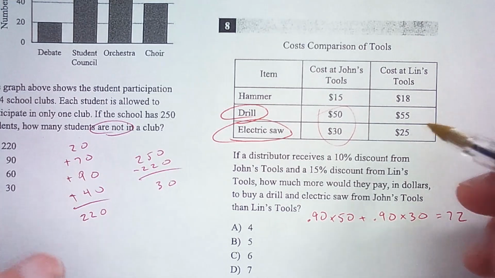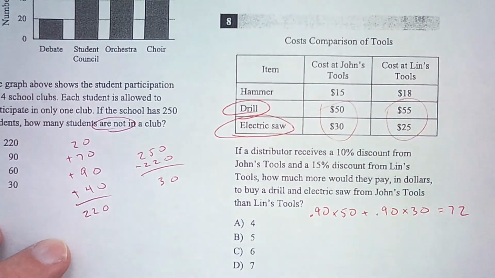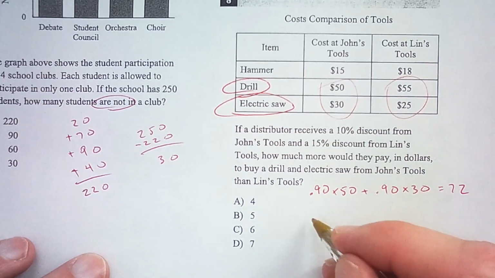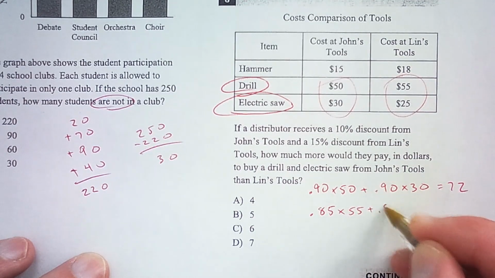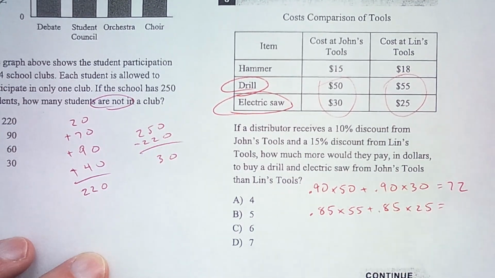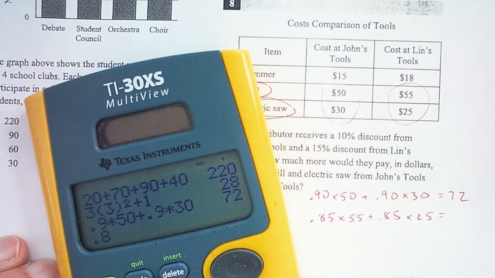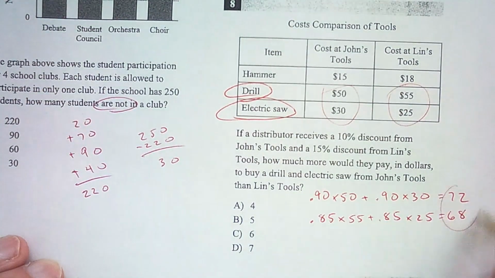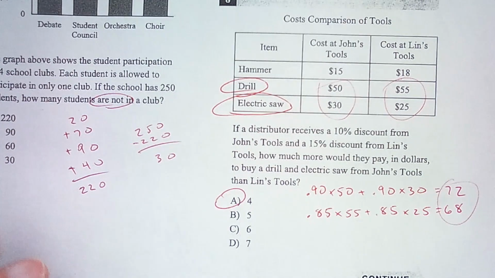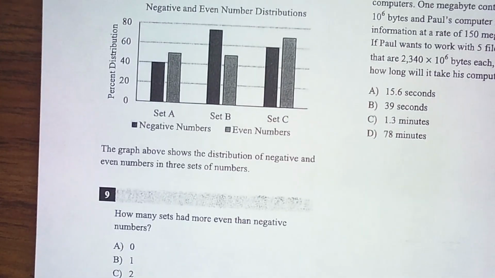Now at Lynn's Tools, the drill is $55 and the saw is $25, but I get a 15% discount. So I'm only paying 85% of 55 plus 85% of 25. 0.85 times 55 plus 0.85 times 25 is $68. A difference of $4. Option A. Okay, so we will move on then to our next page with number 9.